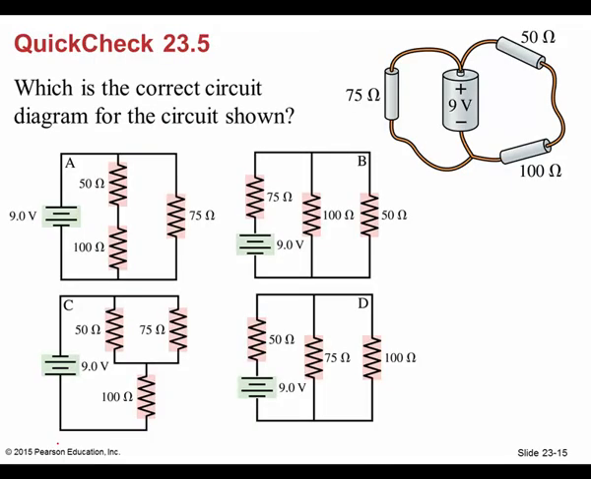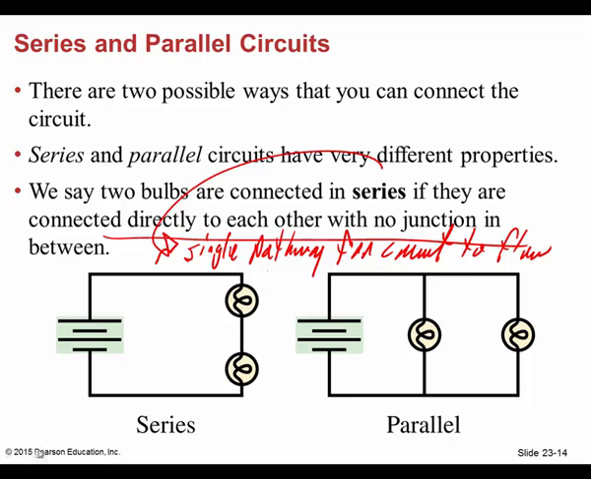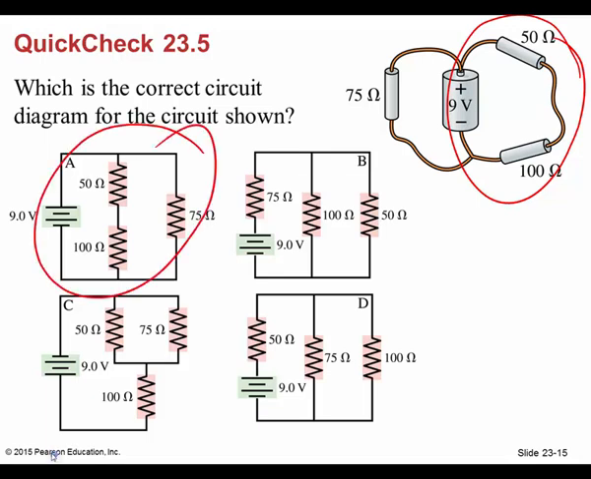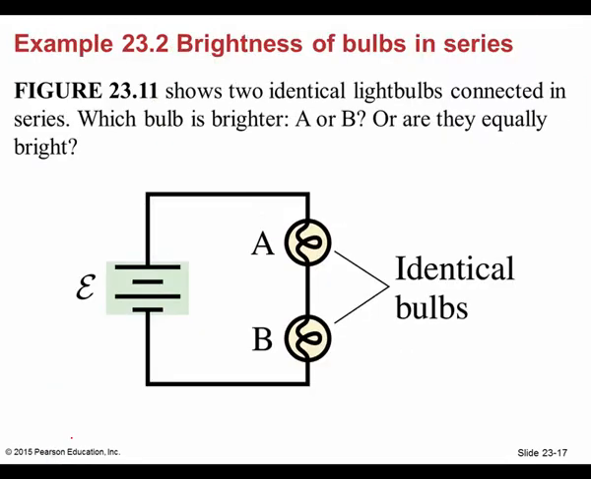All right, and we'll define parallel here in a minute. And there's a parallel circuit, okay? And notice we have alternate pathways. Here's a quick check I thought we'd do. Which is the correct circuit diagram for the circuit shown? Well, notice you've got 2 right here that are in parallel, so it'd have to be this one right here, wouldn't it? And it is, okay?